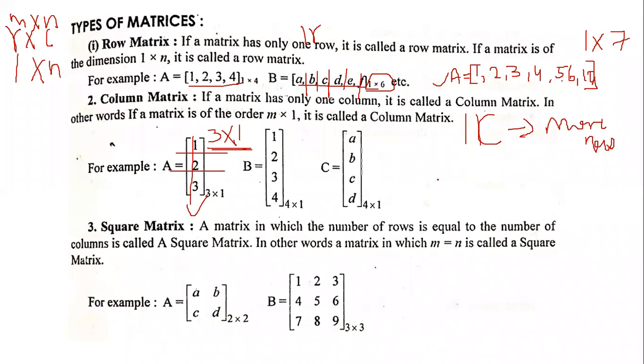Okay. Now, tell me what will be the dimension for this. Let's say A is equal to X, Y, Z, A, B, C. Who can tell me what is the dimension of this matrix? I want full dimension. Rows as well as columns.